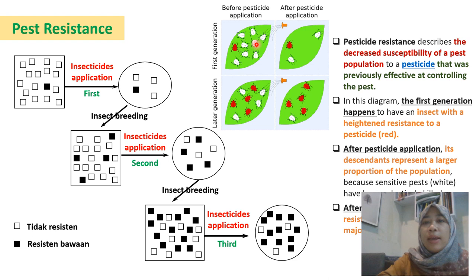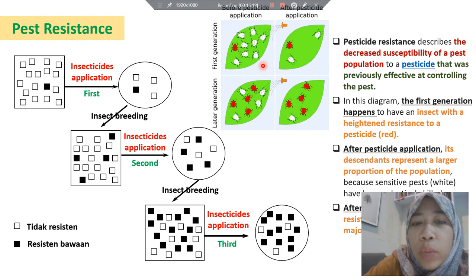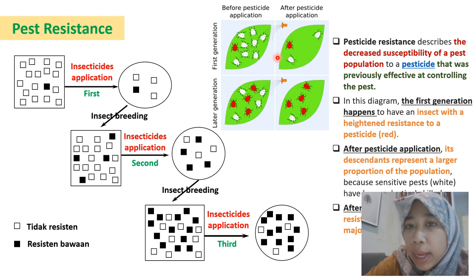After insecticide application, the susceptible pest would die, and the red one is still alive. The red one is the generation that has high resistance. And then what will happen with the later generation? As we know, the insect will produce offspring. Offspring itu adalah anakan, ya. They reproduce into other insects. Mereka mempunyai anakan. And what will happen?